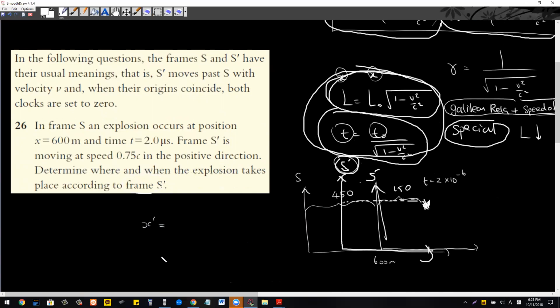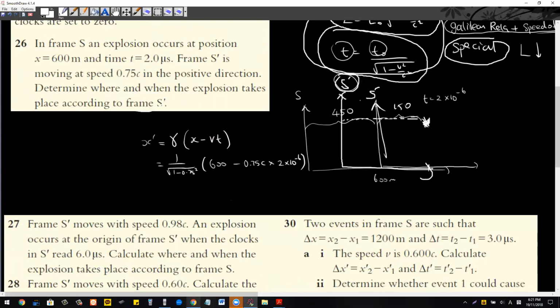Okay, here's the equation: gamma times (x minus vt). Gamma is 1 over the square root of 1 minus 0.75 squared. The coordinate according to frame S was 600. This thing was moving at 0.75c, times the time, which is 2 times 10 to the power of minus 6. I'm just going to plug all of that in.